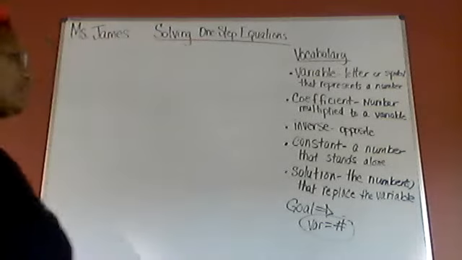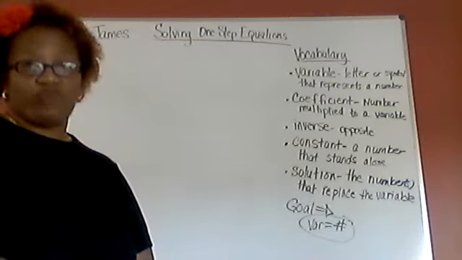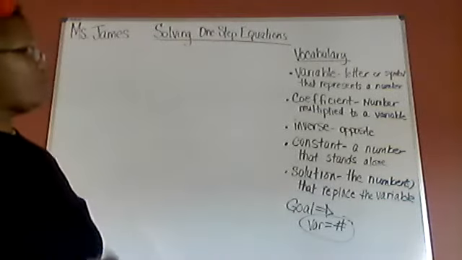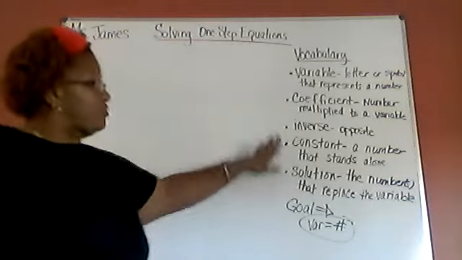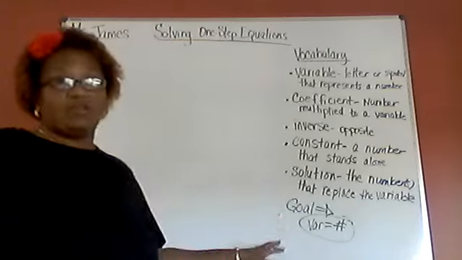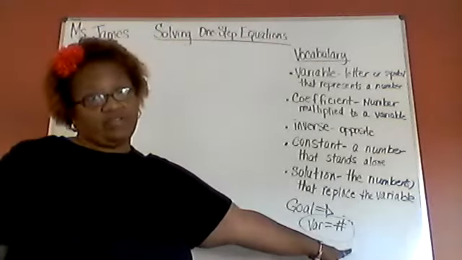Okay, so the second thing that we're going to look at today is solving subtraction equations. Solving subtraction equations. And if you remember from the first video, we had our vocabulary words: variable, coefficient, inverse, constant, solution. Our goal for solving a one-step equation is to have a variable on one side and a number on the other side.